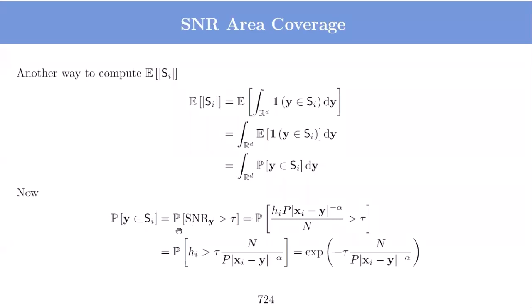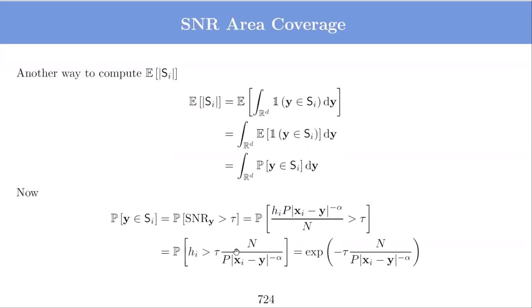This means the SNR at y from the ith grain is more than tau, and the SNR is given by h_i times power times |x_i minus y| to the power minus alpha, divided by noise, is more than tau, right? The probability of that, you can write in terms of h_i being more than tau times noise divided by transmit power and |x_i minus y| to the power minus alpha.